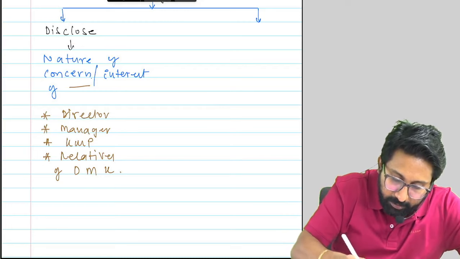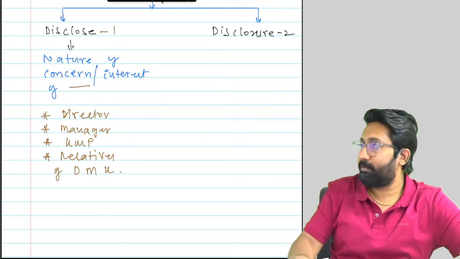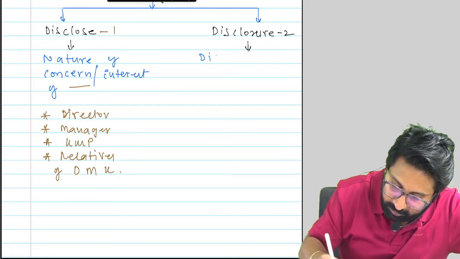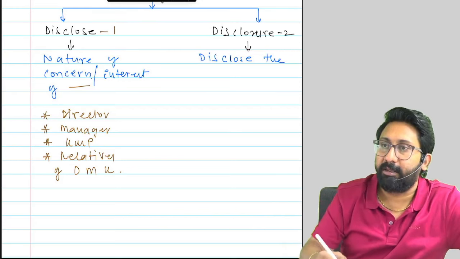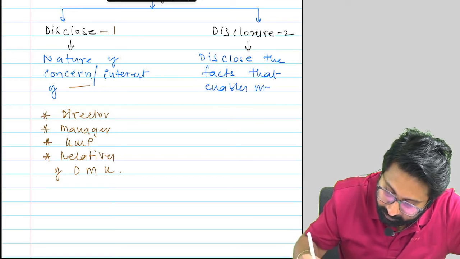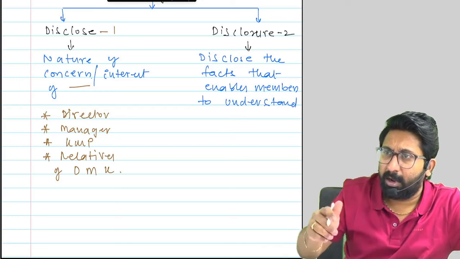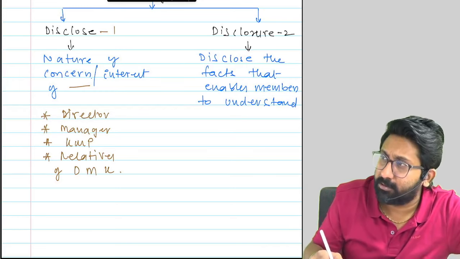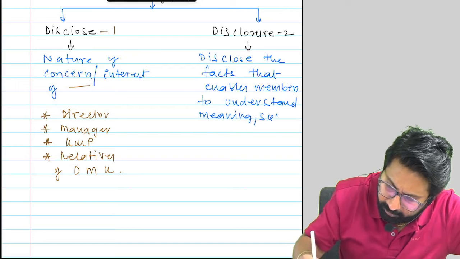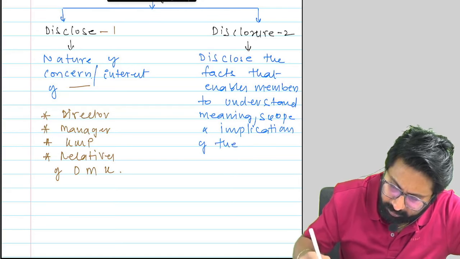This is disclosure one. We are going to write disclosure two. Second disclosure: disclose the facts that enable members to understand the meaning, scope, and implications of the decision.